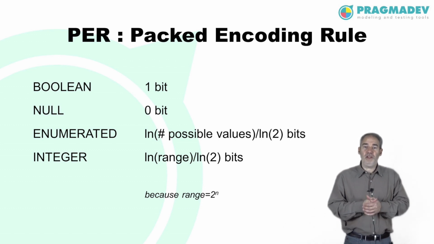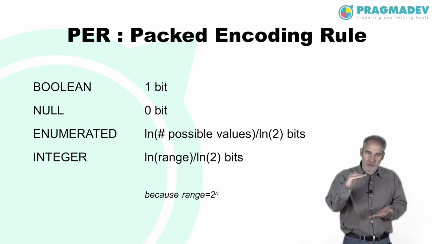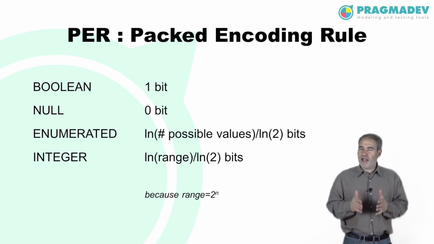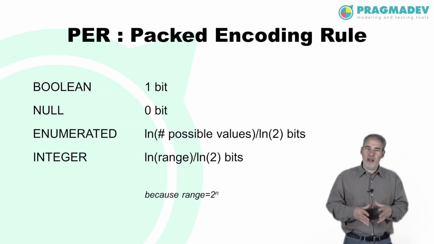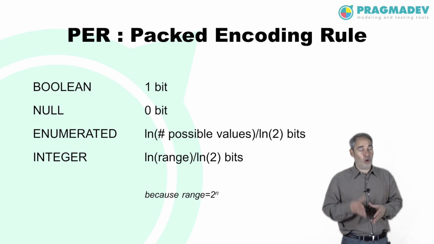Same principle with integers. Based on the range between the minimum value and the maximum value, the minimum number of bits is calculated. As you can see, the packed encoding rule is quite tricky, so we will stop here and you can look at the standard if you really want to dig into the gory details. Good luck to you.